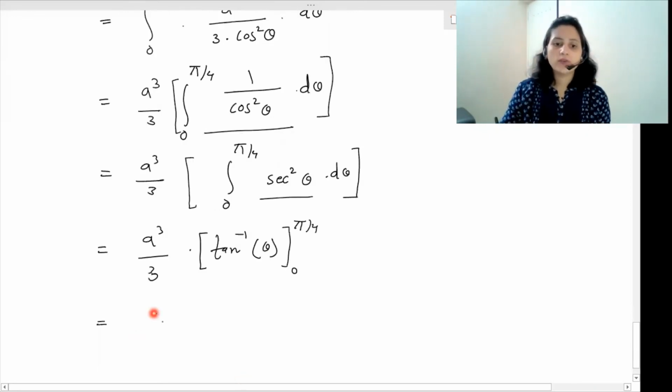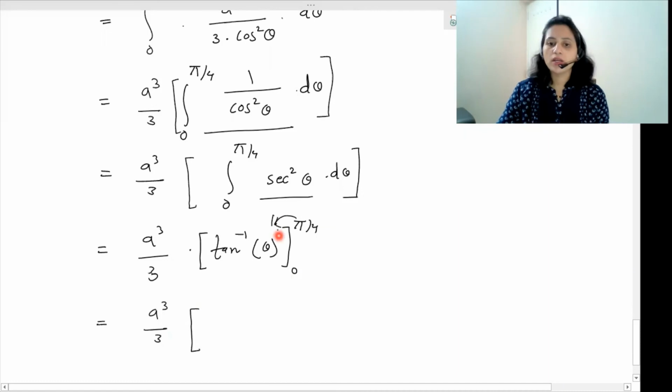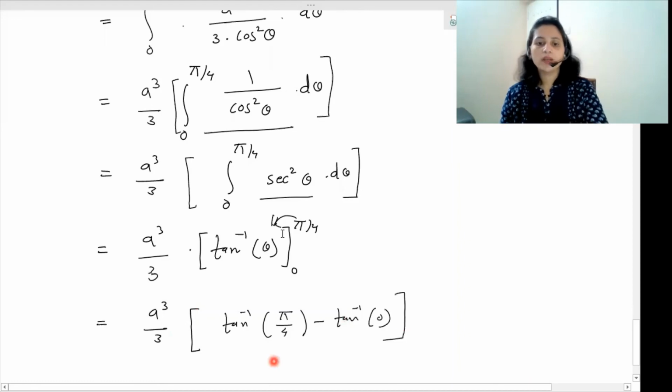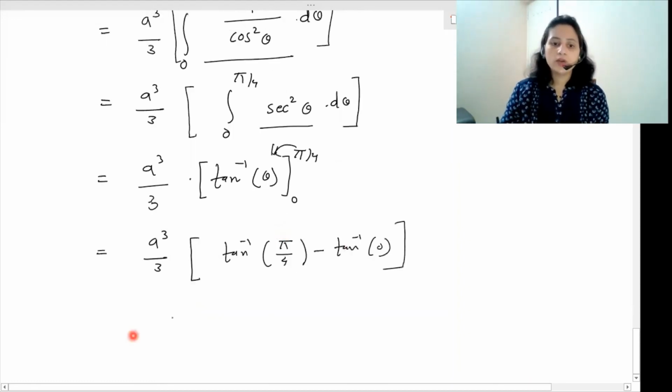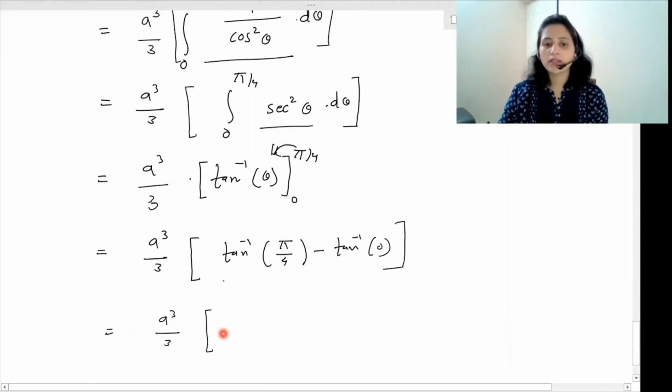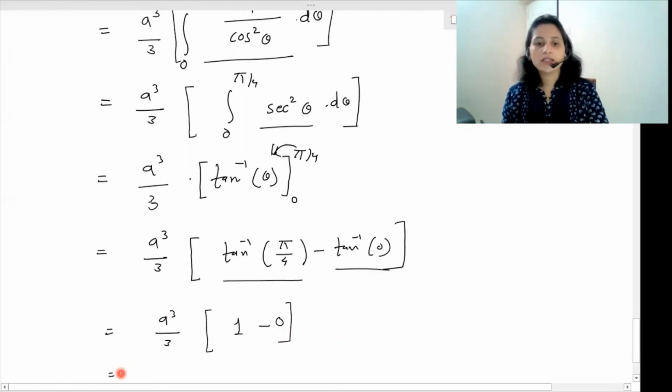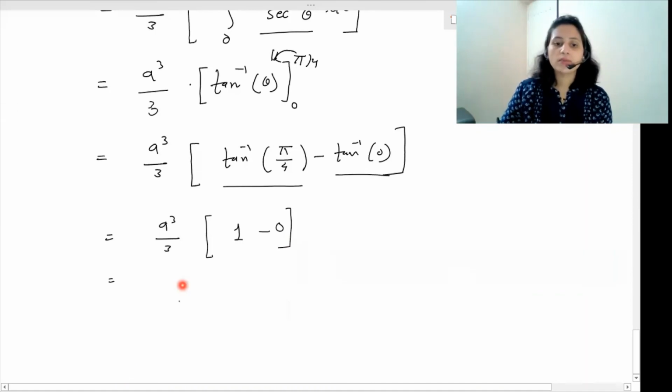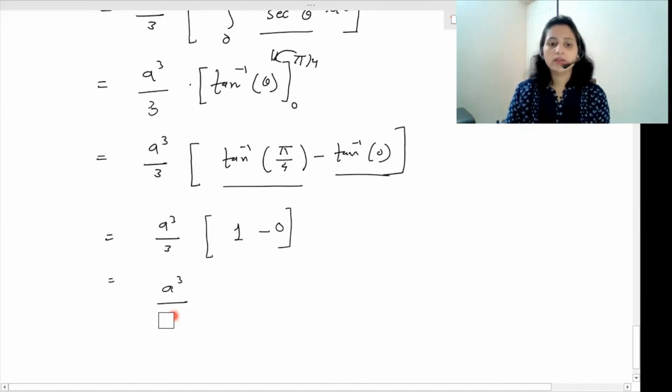So next, a cube by 3, this constant as it is. Now put the upper limit minus lower limit. So what is the upper limit? Pi by 4. So tan of pi by 4 minus tan of 0. Okay. Next, a cube by 3, constant term still remains as it is. Now what is the value of tan of pi by 4? Which is equal to 1, and minus tan of 0 is 0. Okay. So what is the final value? So the answer of this example is a cube by 3. So this is the final answer.